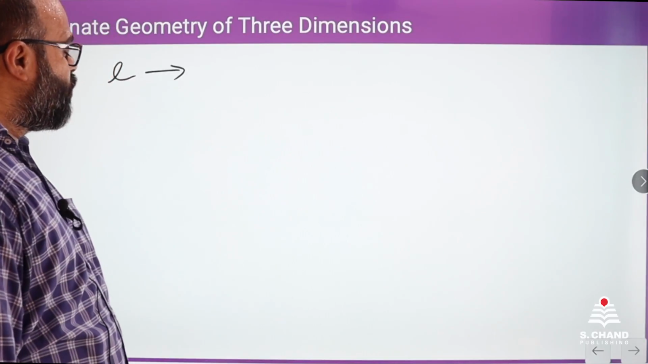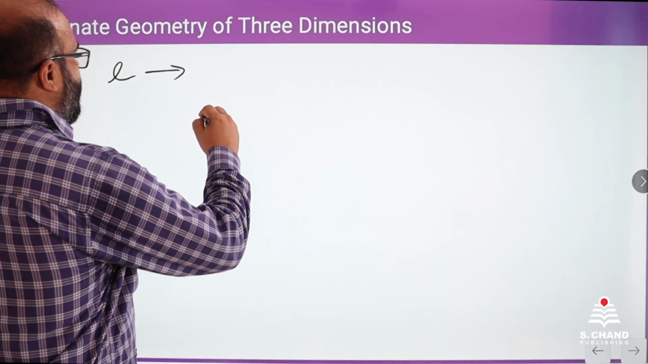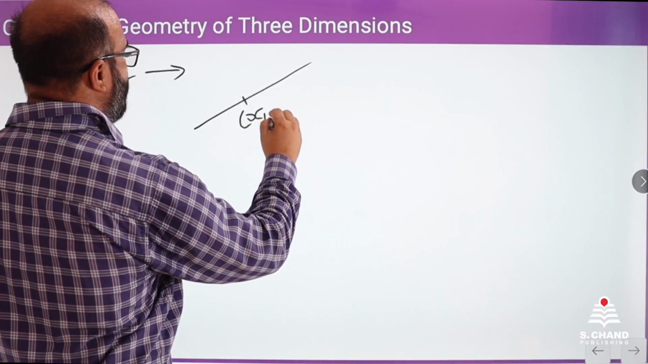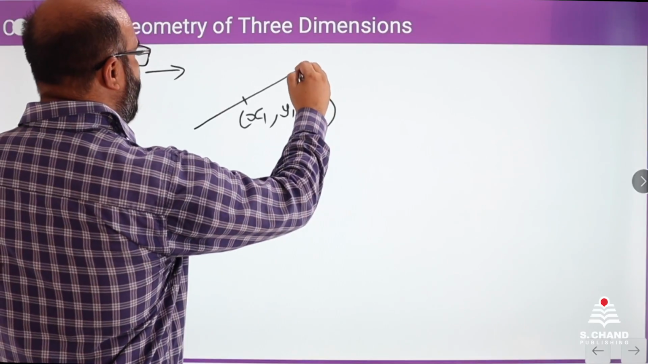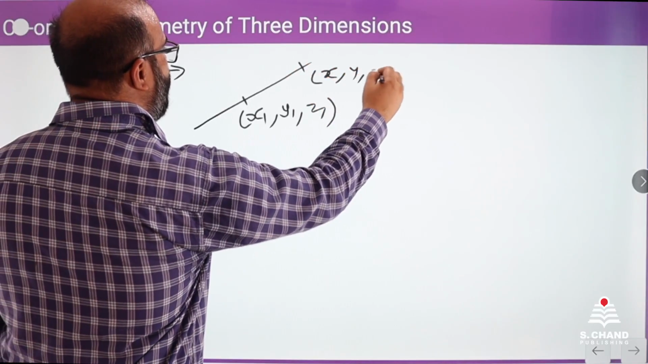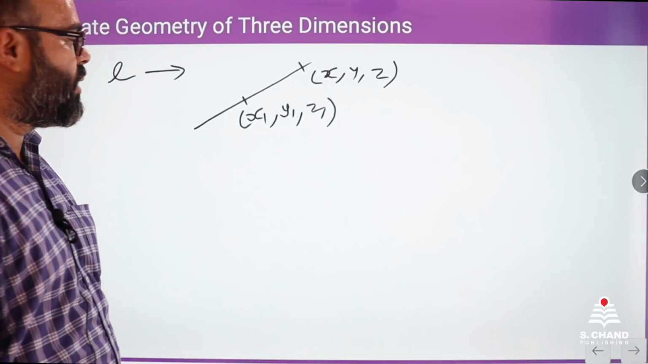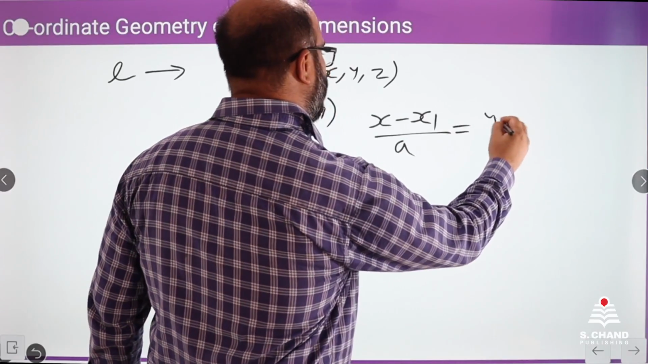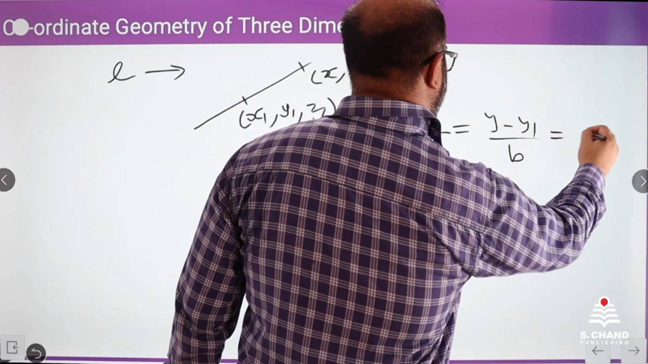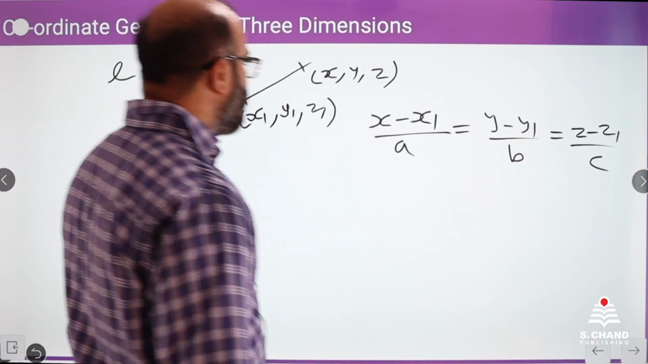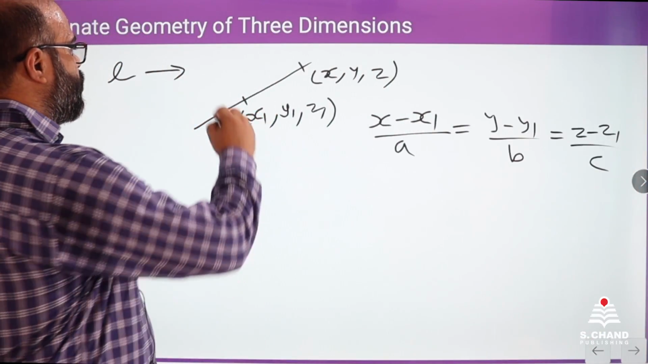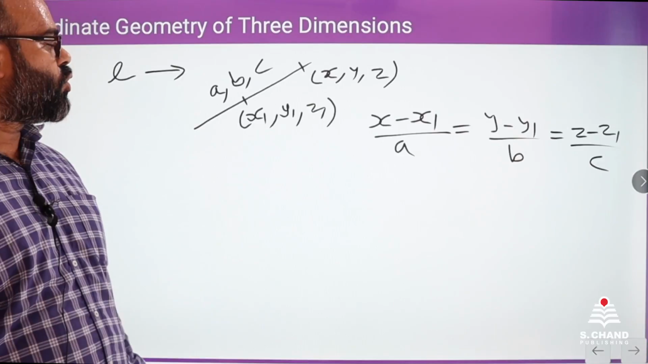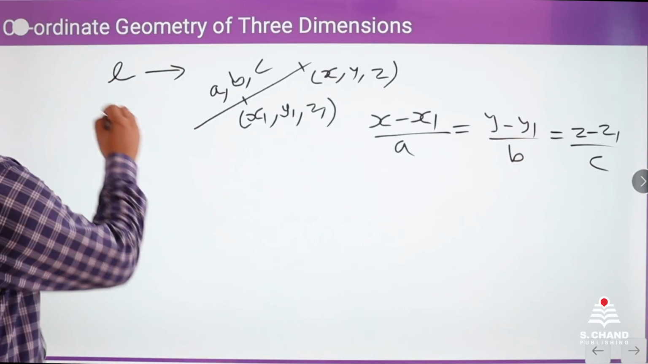Now we have a few things regarding its equation. If we take a line having a point on it, x1 comma y1 comma z1, and we take a point x comma y comma z on this line which is a variable point, then we can say that x minus x1 upon a is equal to y minus y1 upon b is equal to z minus z1 upon c. So this is actually A, B, C, the direction ratios of this line. We can take the direction cosines L, M, N also, of course. So this is how we write the equation of a line.